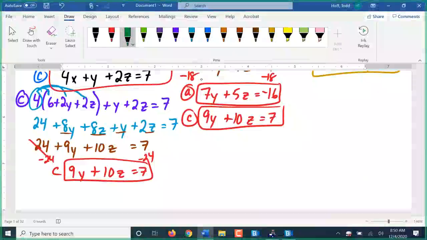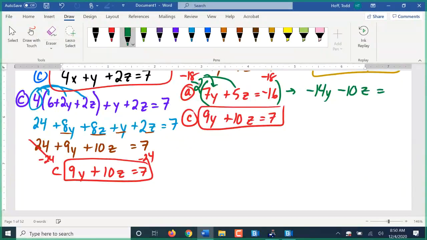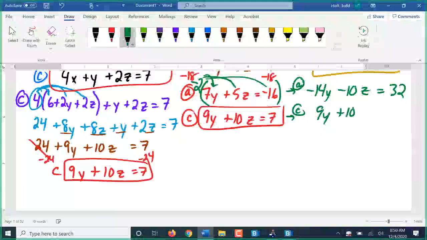And the reason is I see that if I multiply this top equation here, equation A, by -2, the z is going to cancel out. So let's do that. -2 times 7y is -14y. -2 times 5z is -10z. Equals -2 times -16, which is +32. That's still equation A, we just modified it. We're going to leave equation C as 9y plus 10z equals 7.